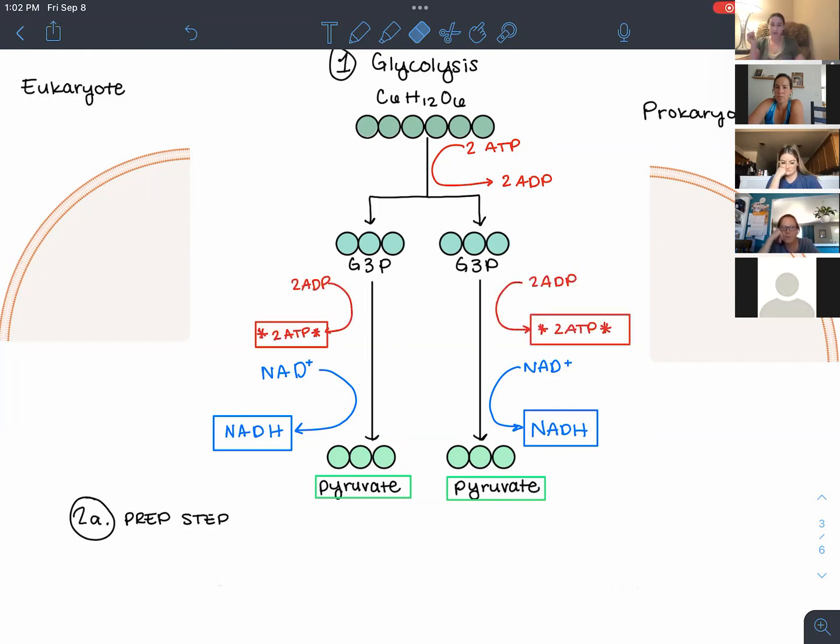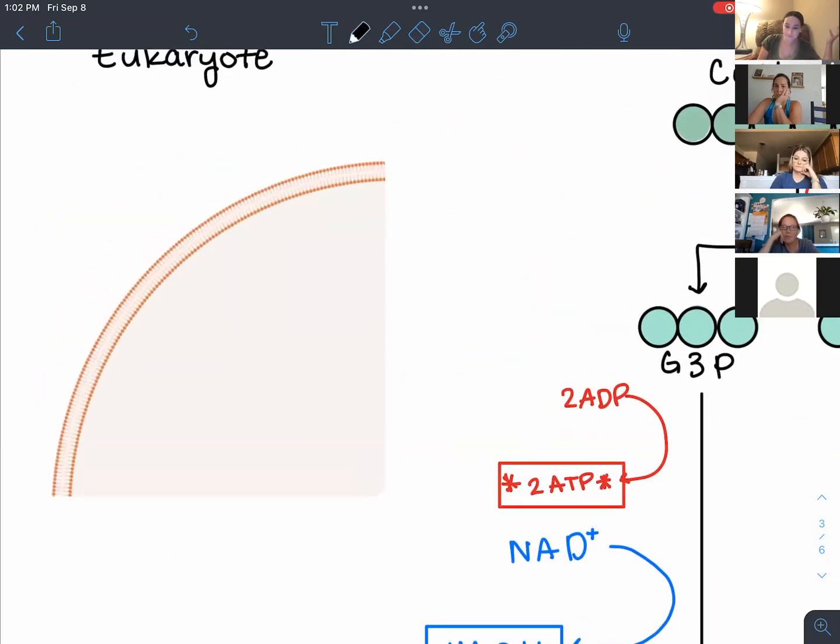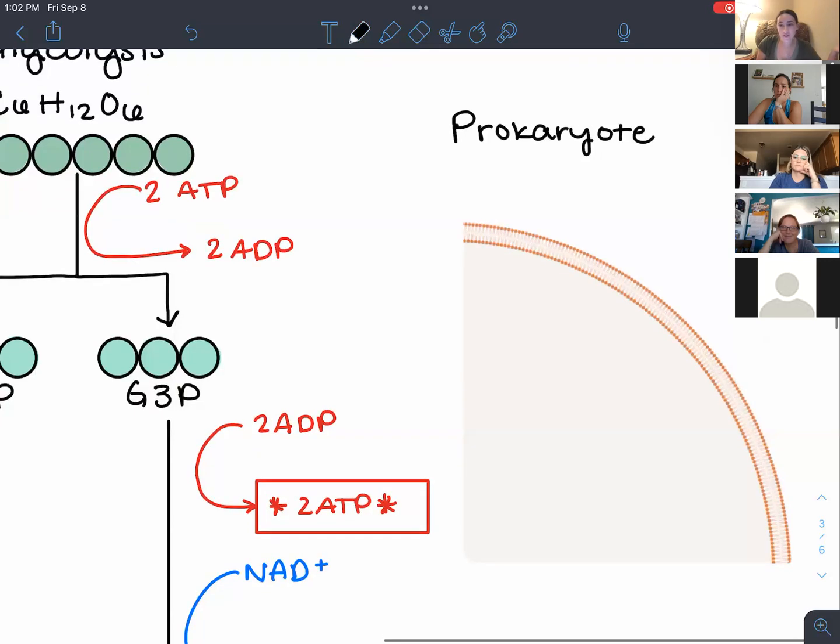Okay. All right. So does everyone feel confident about glycolysis? Great. Now, this drawing I have is to show you where this happens in a cell. So in a eukaryote, where is this going to happen? In the cytoplasm. So this is the cell membrane, and then this is the cytoplasm. And in a prokaryote, where does it happen? In the cytoplasm.